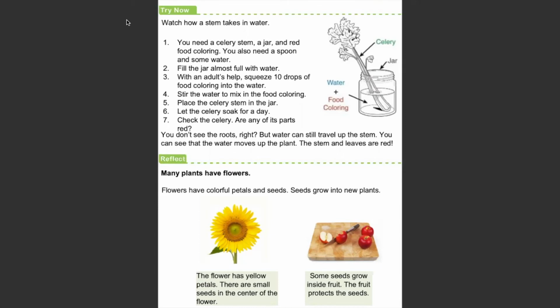Step 7. Check the celery. Are any of its parts red? You don't see the roots, right? But water can still travel up the stem. You can see that the water moves up the plant. The stem and leaves are red.